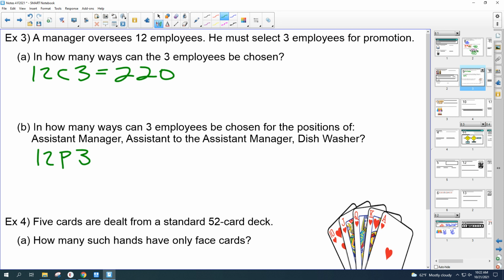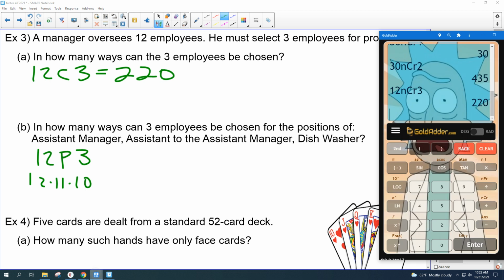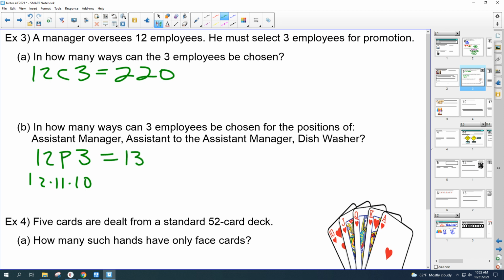Permutation, remember, is a part of a factorial. It's 12 times 11 times 10. If you didn't have a calculator, you could do this by doing 12 times 11 times 10. But we do have a calculator, so let's just do the permutation, 1320. So pay attention to the language. The language is going to tell you whether order matters or not. As soon as we get to the next lesson and they're all mixed up, you've got to figure it out based on the language.